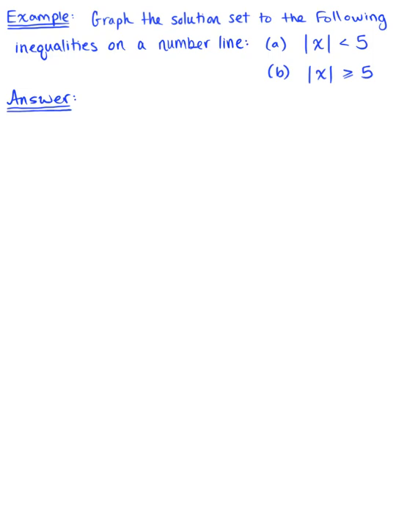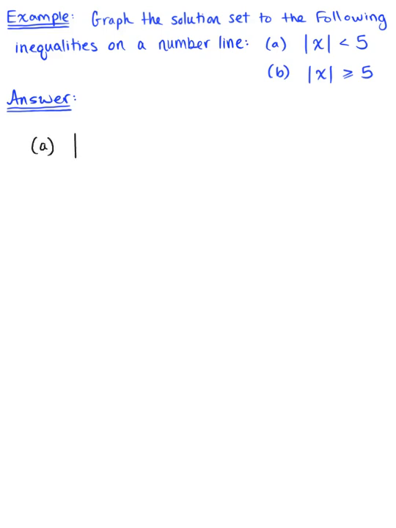Graph the solution set to the following inequalities on a number line. And we have two parts here. We have part A, which is the absolute value of x is less than 5. And then part B is the absolute value of x is greater than or equal to 5. So let's begin with part A.